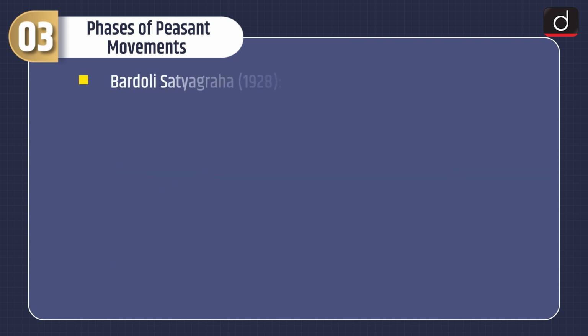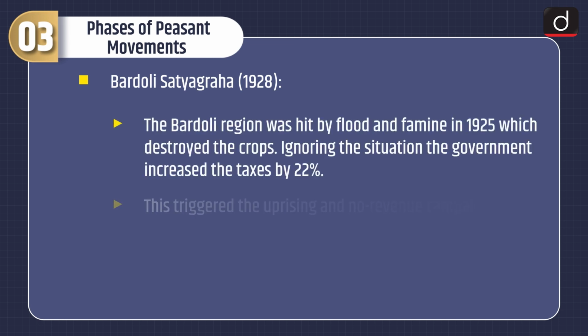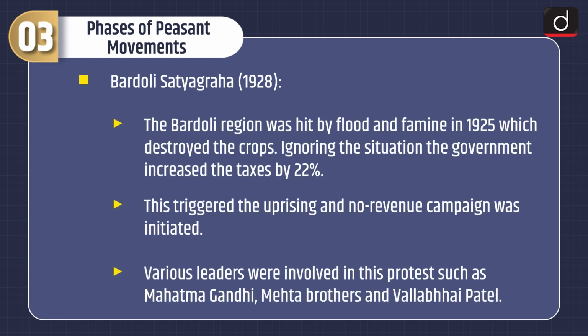Next is Bardoli Satyagraha 1928. The Bardoli region was hit by flood and famine in 1925, which destroyed the crops. Ignoring the situation, the government increased the taxes by 22%. This triggered the uprising and a no-revenue campaign was initiated. Various leaders were involved in this protest, such as Mahatma Gandhi, the Mehta brothers, and Vallabhbhai Patel.